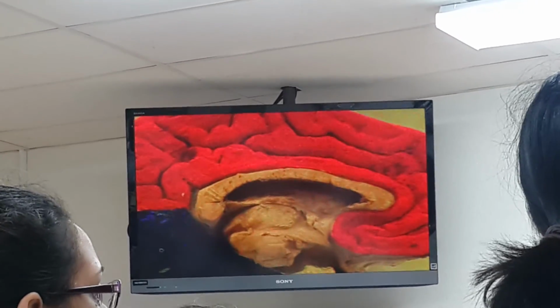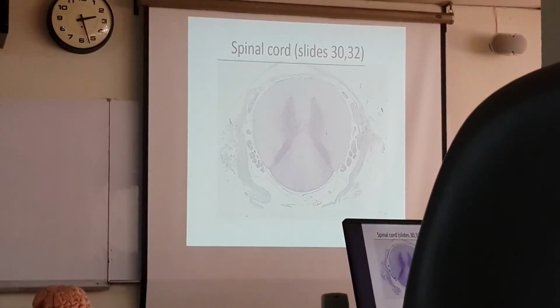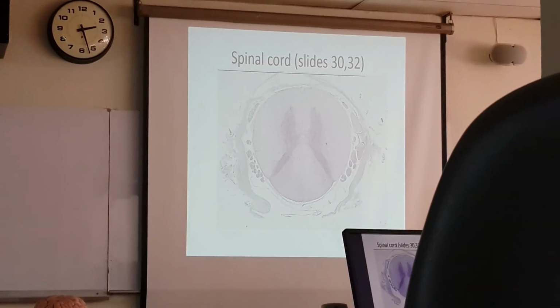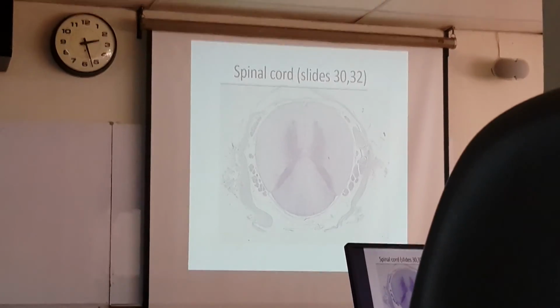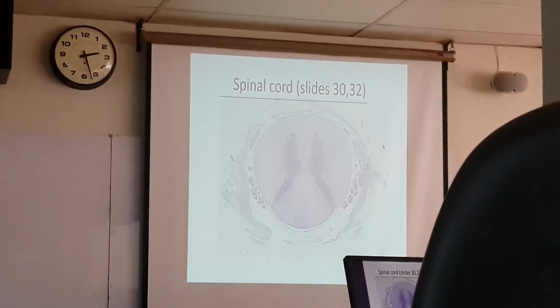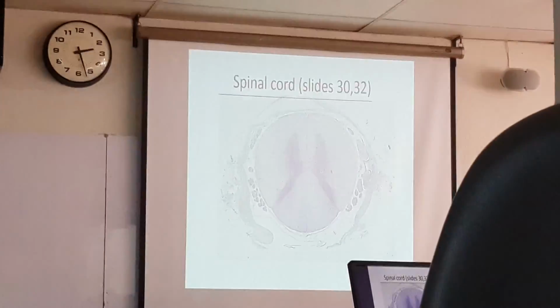That's all. There are some more. We will see some slides today, slides from sections of the spinal cord and cerebellum. There are 3 or 4 slides, slide numbers 30, 31, 32, and 33. These slides show sections of the spinal cord at different levels. You don't need to identify which level that is. Just identify that it is spinal cord.